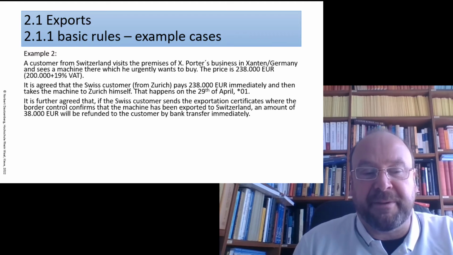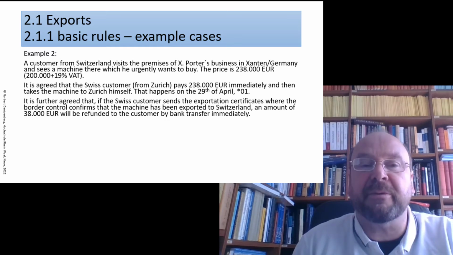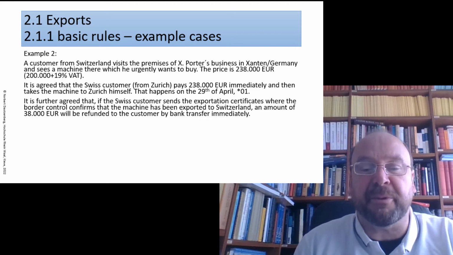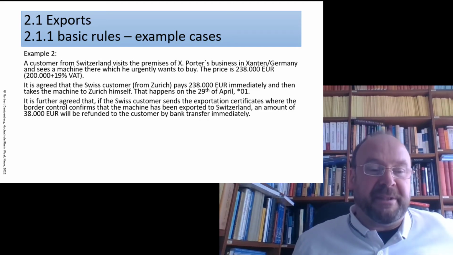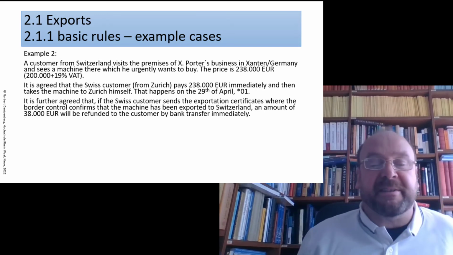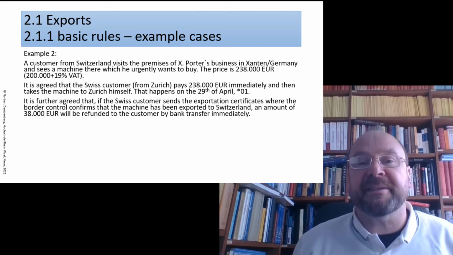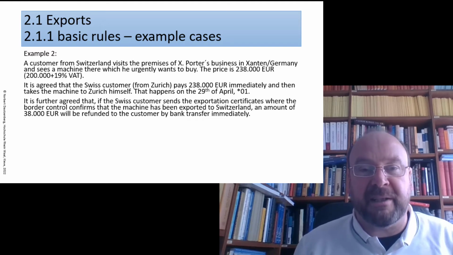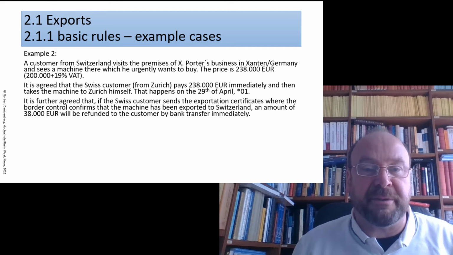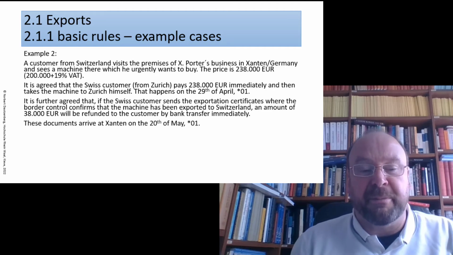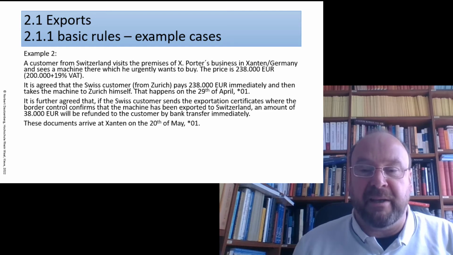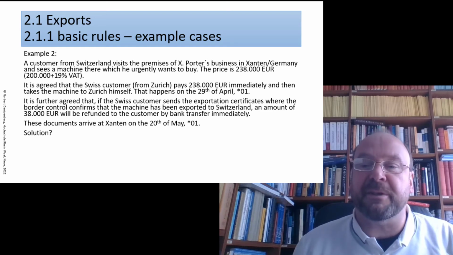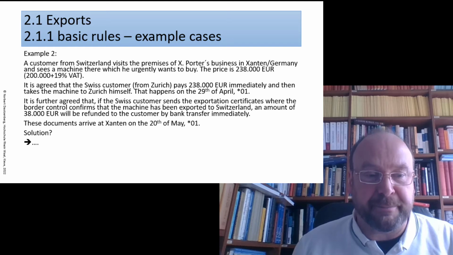So it's further agreed that if the Swiss customer sends the exportation certificates where the border control confirms that the machine has been exported to Switzerland, then an amount of 38,000 euro will be refunded to the customer by bank transfer immediately. So they say the price is 238,000 first, and when we get the proofs, then we give you back that part of the price which usually would correspond to VAT. The documents arrive at Xanten on the 20th of May in year 1, and now the question is, what is the correct solution of our case?